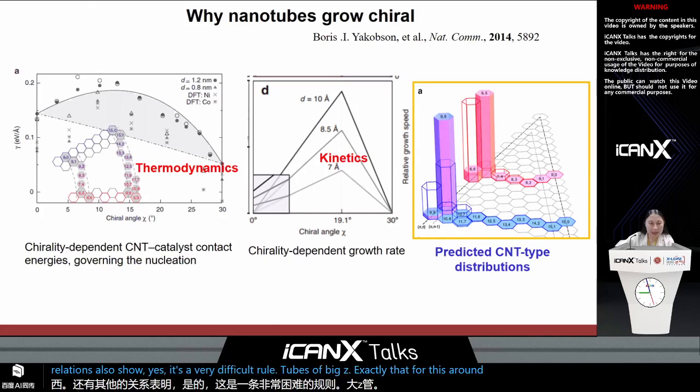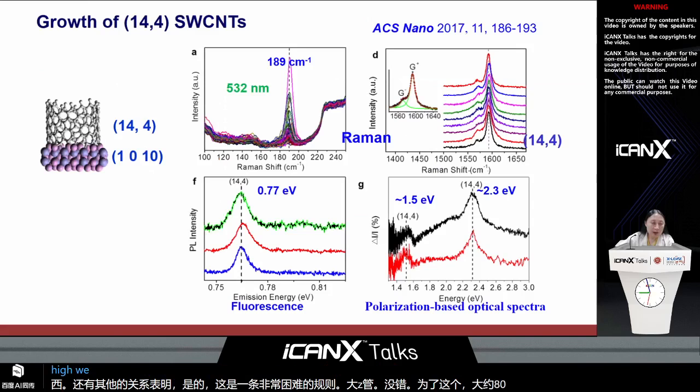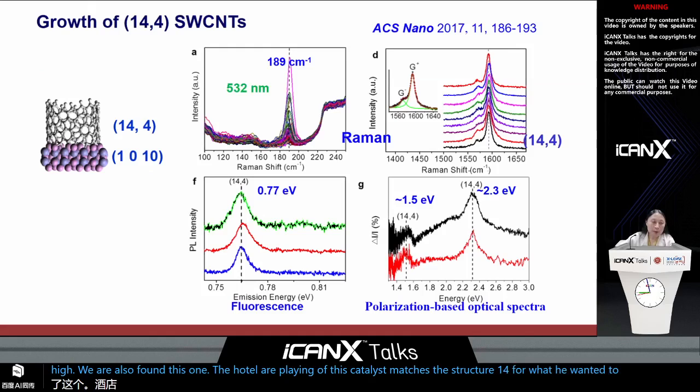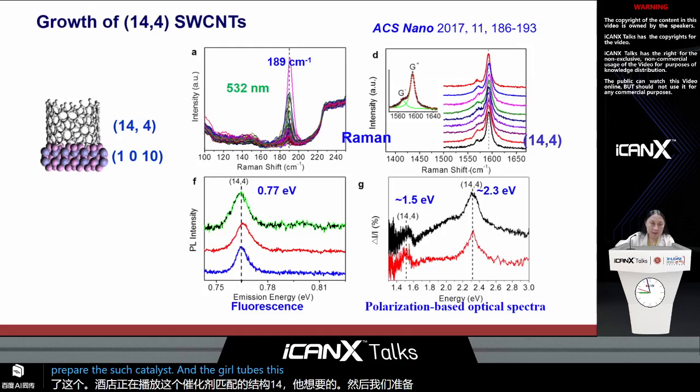We also found that the 1010 plane of this catalyst matches the structure of the 14-4 nanotube. Then we prepared such a catalyst and grew tubes. This time we observed erbium fluorescence, with the peak at 0.77 eV. We also did single nanotube absorption spectroscopy.